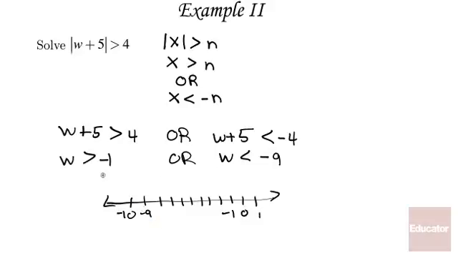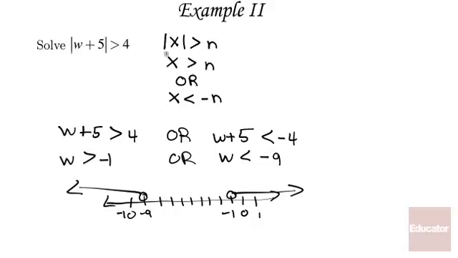I know that w could be, there's a set of solutions, w is greater than negative 1. Does strict inequality, so an open circle. My solution set does not include negative 1. Or w is less than negative 9. Again, an open circle. So any values in this range and any values in this range will satisfy this inequality.